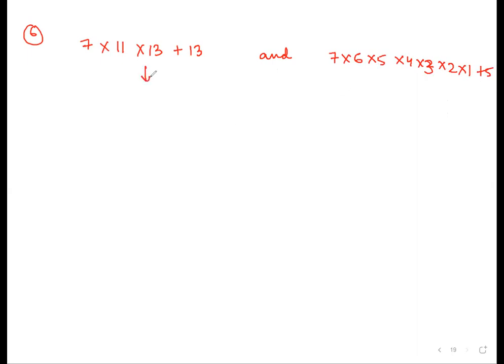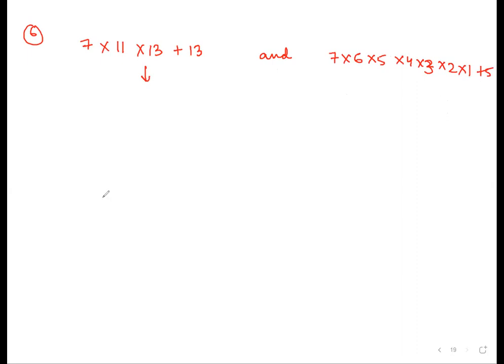Sixth one. Explain why this and this are composite numbers. So there is a number which is 7 into 11 into 13 plus 13. And the other one, 7 into 6 into 5 into 4 into 3 into 2 into 1 plus 5. Right? Have I written it correctly? 7, 6, 5, 4, 3, 2, 1, plus 5. Okay, look at the first one.